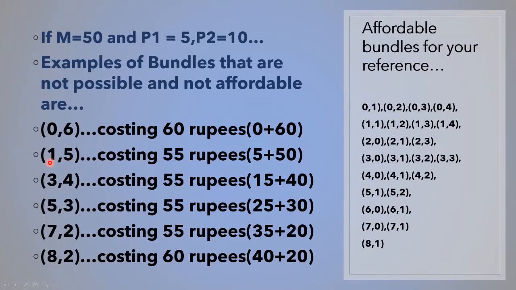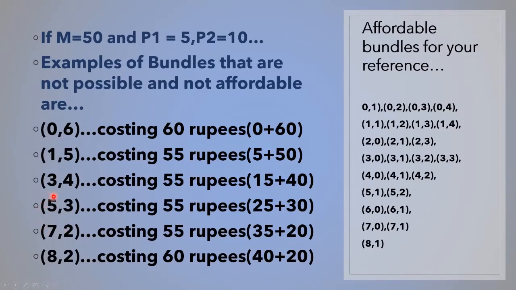1 unit of good 1, that is 5 rupees goes here, and 5 units of good 2, so 50 rupees goes here. So this bundle is costing above 50, which is not in our budget, not affordable, not possible. Then we have another combination, 3 units of good 1 and 4 units of good 2. 40 rupees goes here and 15, that is 3 into 5, goes here. So we have 15 plus 40, that gives us 55.